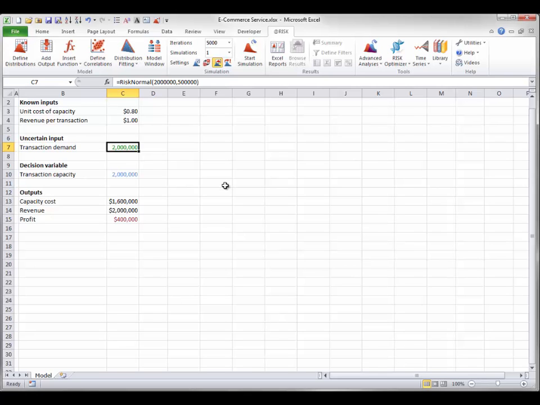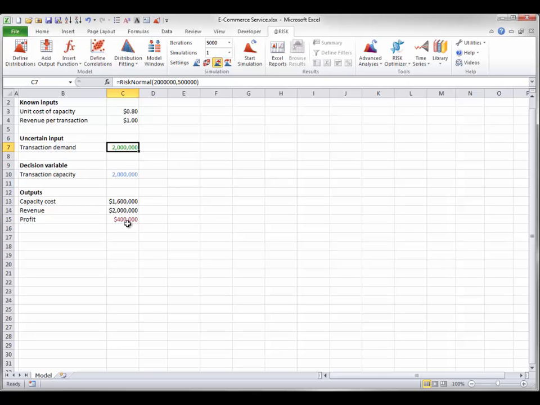Notice that at-risk's dice button is currently toggled to white, that is static. So the value you see in cell C7 is the mean demand, 2 million. With this demand, you might think it makes sense to use a transaction capacity of 2 million, as I've done here. With this capacity, which is equal to demand, the company makes a nice profit of 400,000. However, these values are misleading, and a closer look at the model reveals two important findings, one about simulation in general and one about news vendor models.